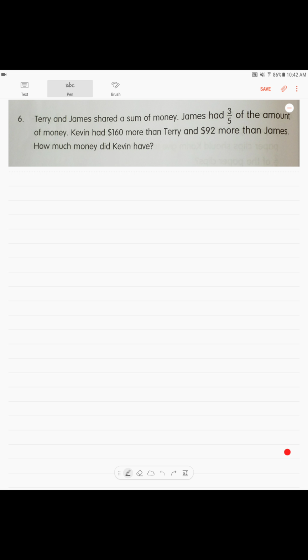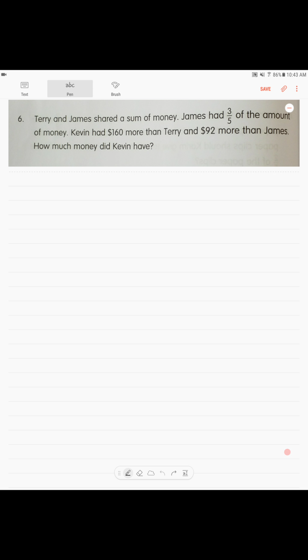Okay. Now this one is interesting. You need to really pay attention. So problem number 6. Terry and James shared the sum of money. James had 3/5 of the amount of money. Kevin had 160 more than Terry and 92 more than James. How much money did Kevin have? Very interesting, because this problem is wrong. Yeah, you heard me right. Completely wrong formulated problem, right?